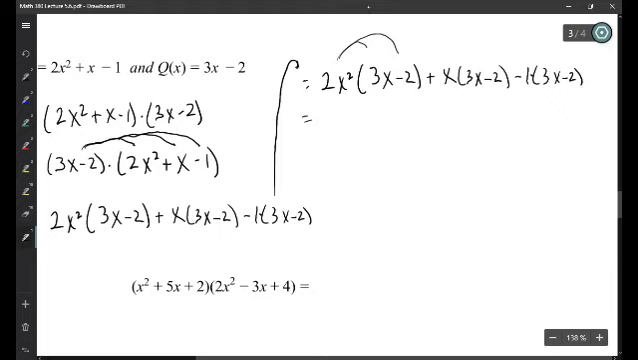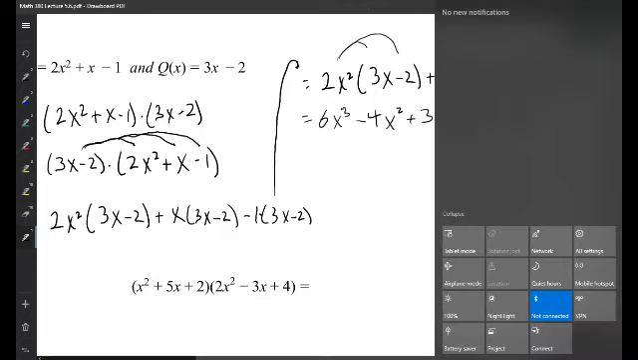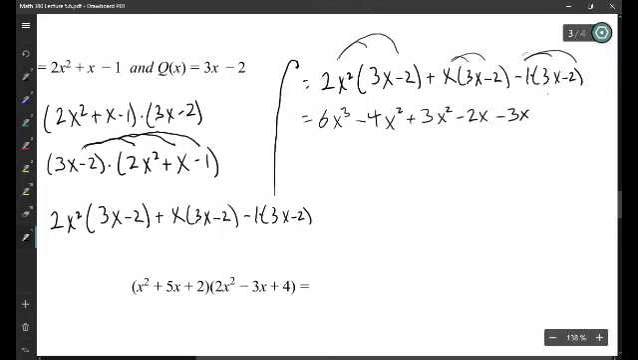2x squared times 3x is 2 times 3, 6. X squared times x, x cubed. Then 2x squared times negative 2 is 2 times negative 2, negative 4. X squared, well, there's no other x, so x squared. Next term, distribute in, and we get plus 3x squared minus 2x. Last term, distribute in, minus 1, negative 1 times 3x is negative 3x. Then negative 1 times negative 2, negative times negative positive, 1 times 2, 2.